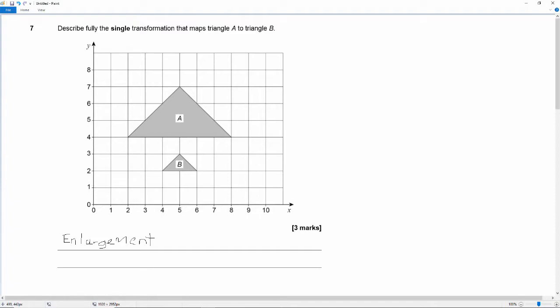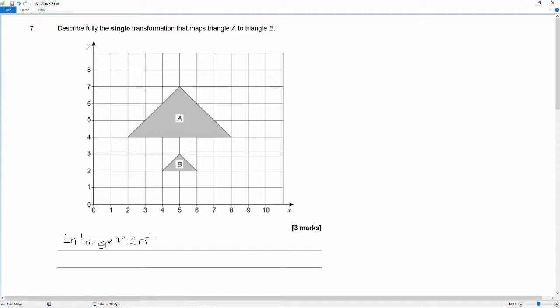Now, the next thing to get a mark is to figure out by how much. So, the point is, if you say gets bigger, gets smaller, grows, shrinks, then that would get you 0 marks. So make sure you know the mathematical term enlargement for a transformation that changes the size.